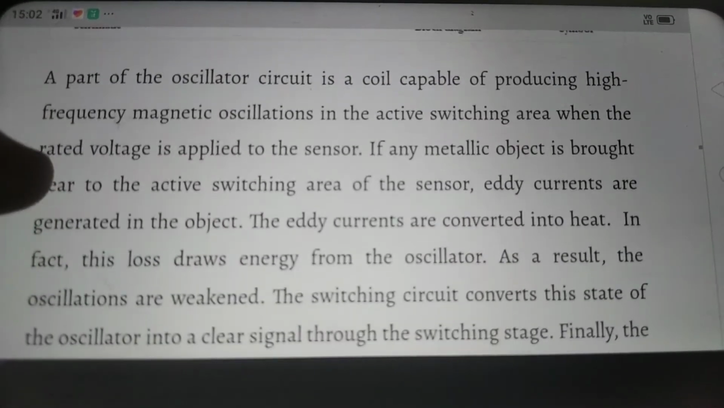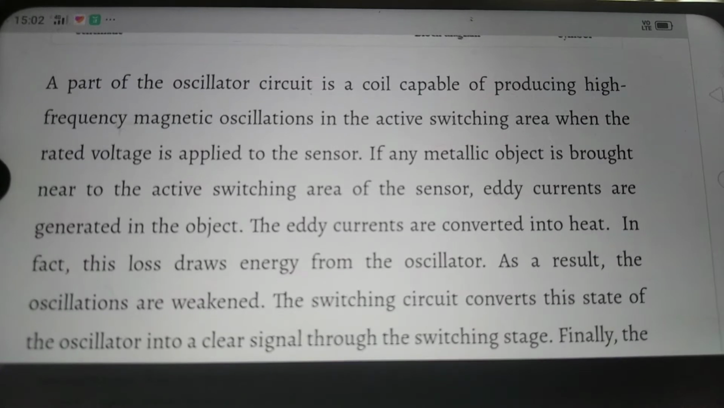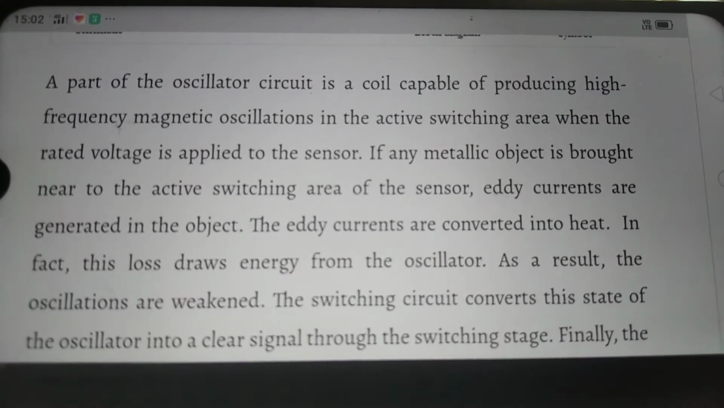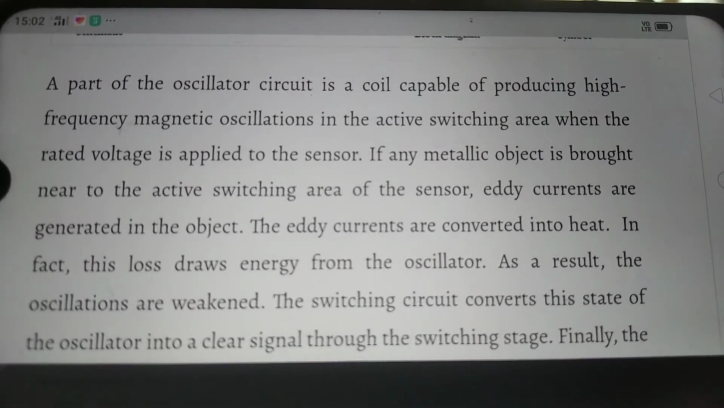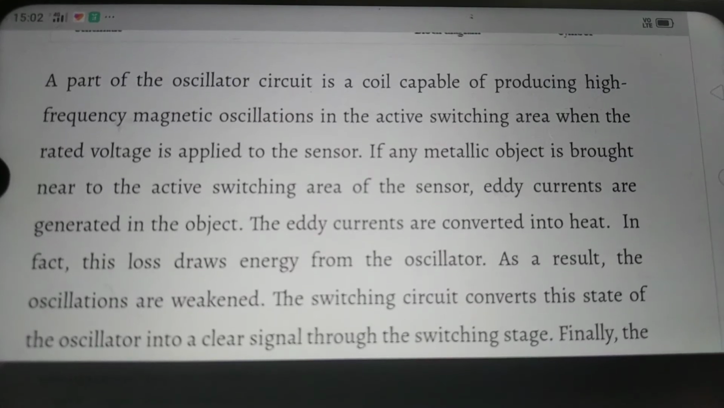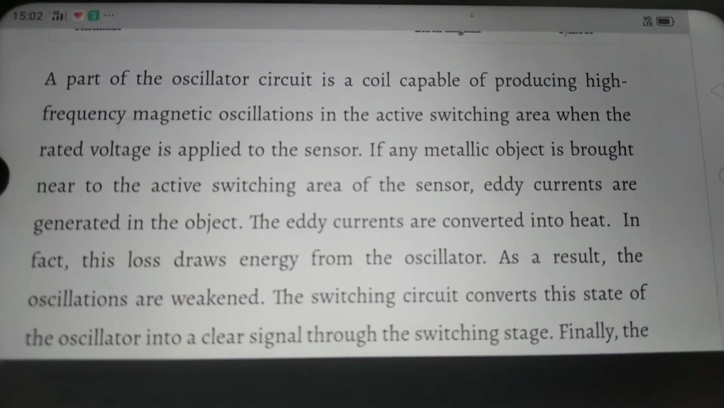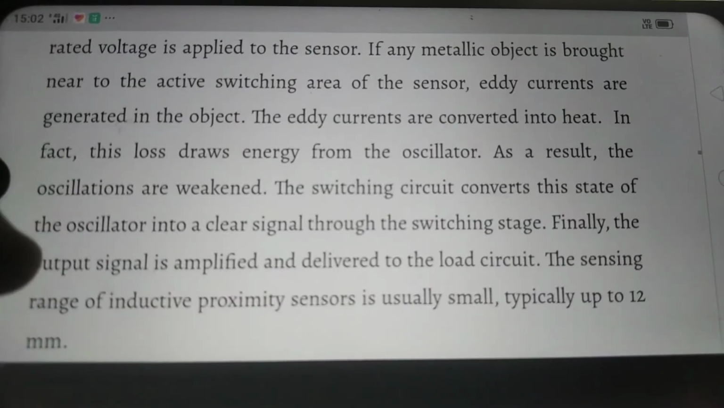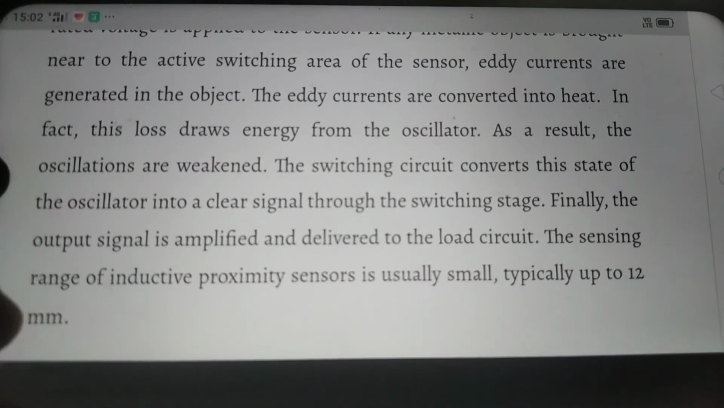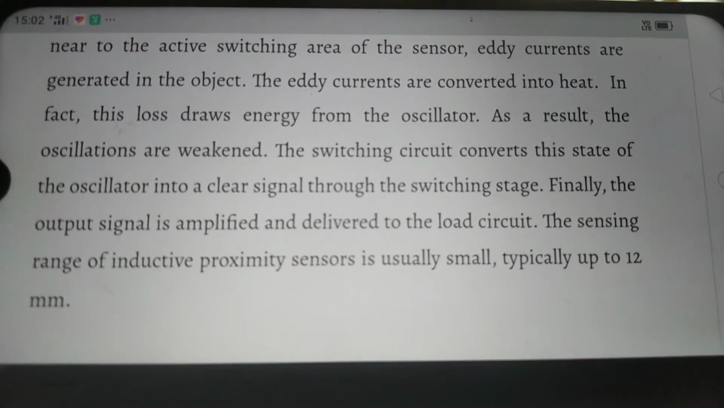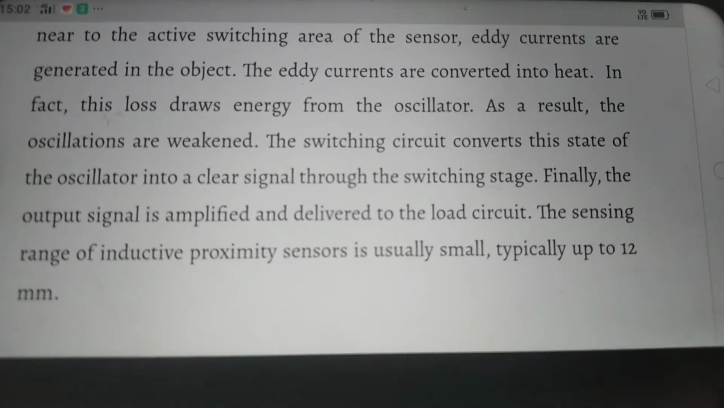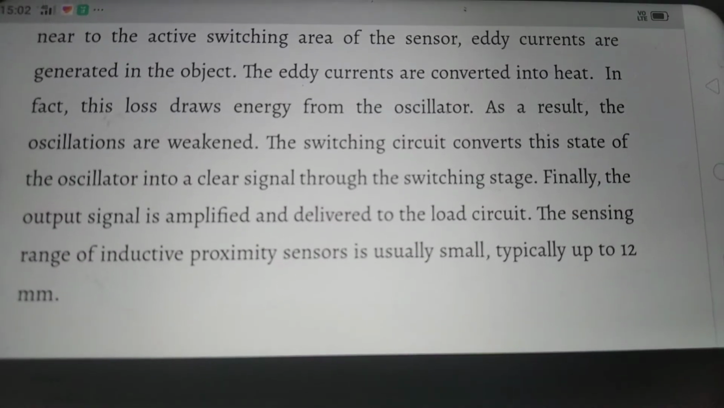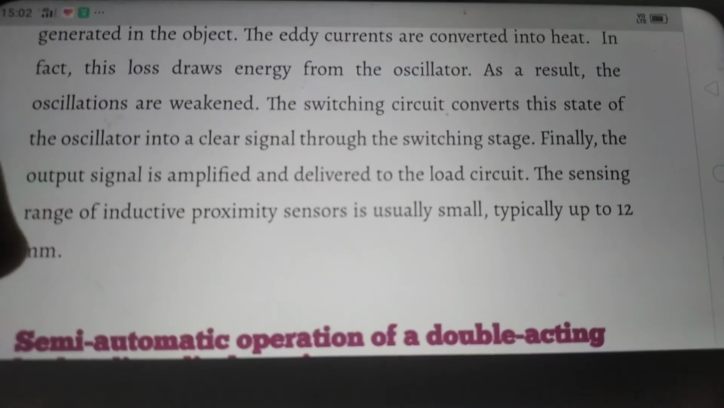The oscillator circuit has a coil capable of producing high frequency magnetic oscillation in the active switching area when the rated voltage is applied to the sensor. If any metallic object is brought near to that active switching area, eddy currents are generated in the object and the eddy currents are converted into heat. In fact, this loss draws energy from the oscillator. As a result, the oscillations are weakened.